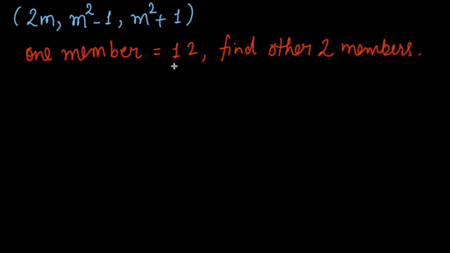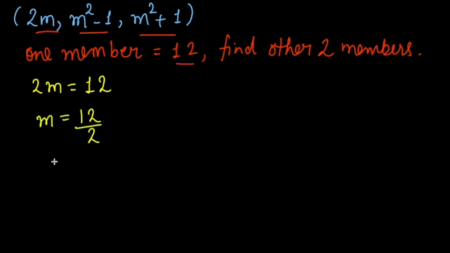So one member is given, 12. Out of these three members, if I equate 12 to any member which can give me the value of m, I can calculate all. So the simplest thing, if I put 2m is equal to 12, from here m gives me 12 upon 2, wherein m becomes 6, right? 2 sixes are 12. So I have the value of m as 6.